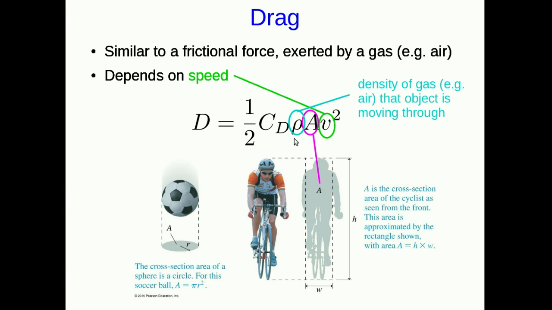This symbol is the Greek letter rho, and it stands for the density of the gas that the object is moving through. And finally, this C sub d is called a drag coefficient. It's a property of the shape. And so this is what accounts for streamlined objects having less drag on them. Drag coefficients are typically around a half or thereabouts for a sphere, but they can be considerably higher for a very unstreamlined shape, and they can be below a half for teardrop shapes and things like that.